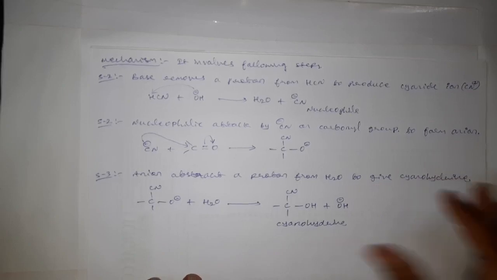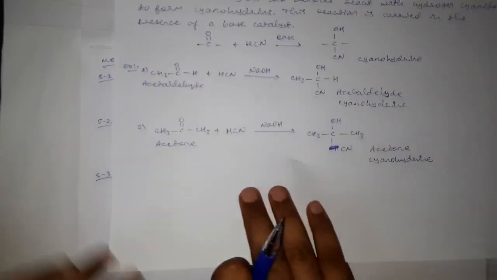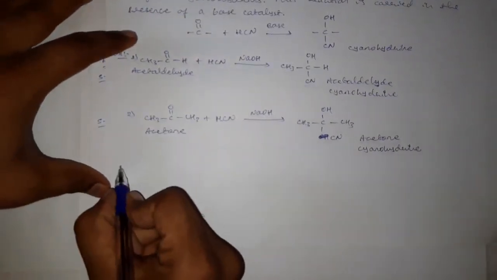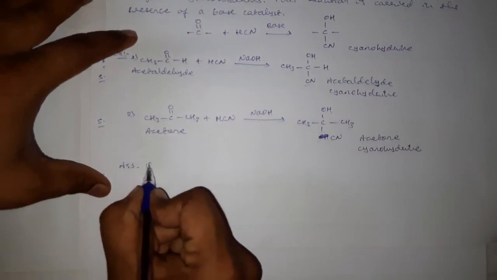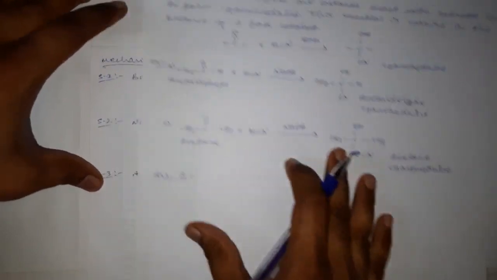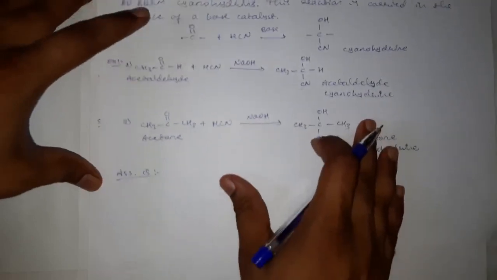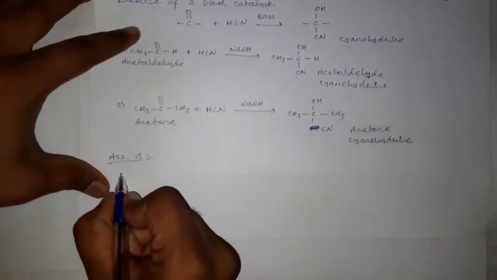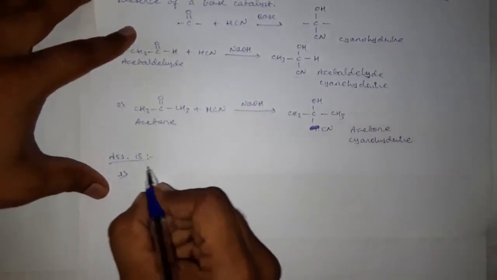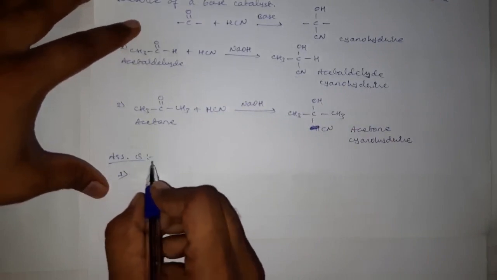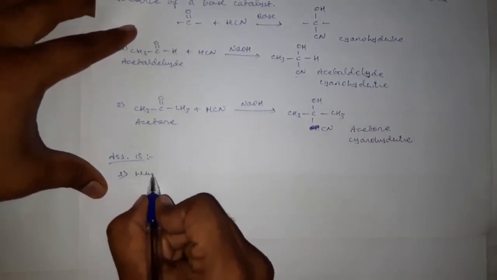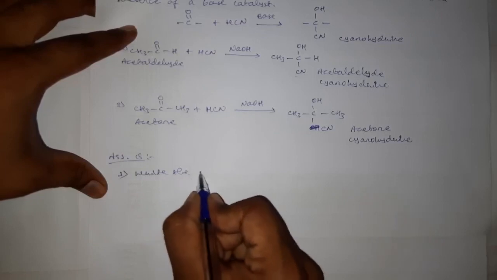Okay, now take down the assignment question. For the addition of hydrogen cyanide to the carbonyl group of aldehyde and ketone, you have to write the product.